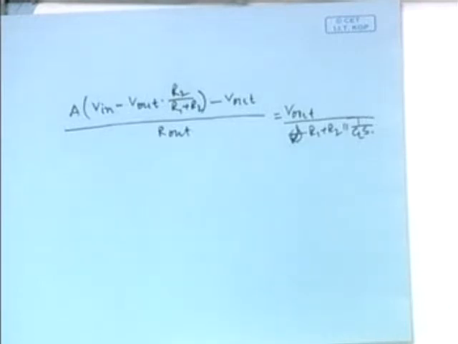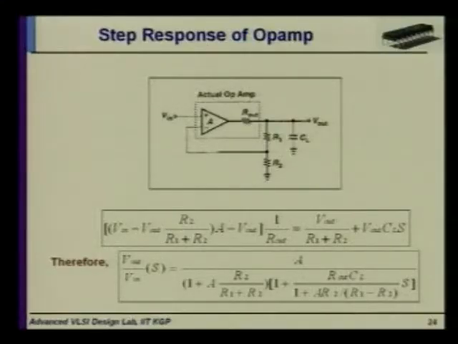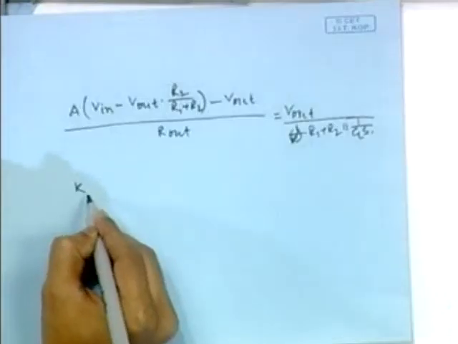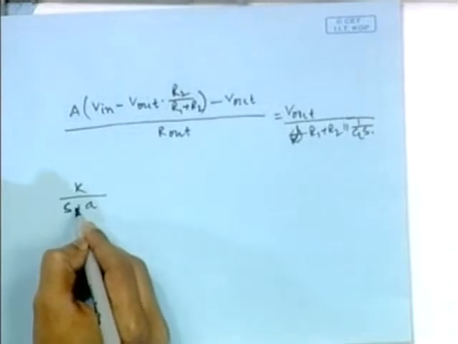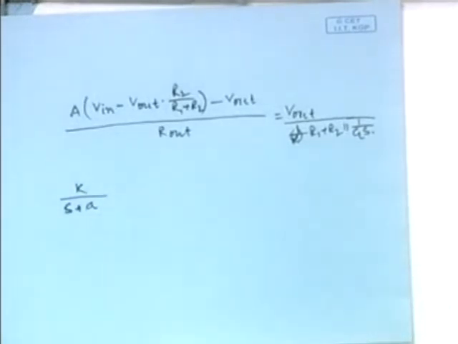As you can see from here, that is the voltage gain. So here this is in the form of something like k divided by s plus a. So you all know Laplace. This is in the Laplace domain, I mean S domain.